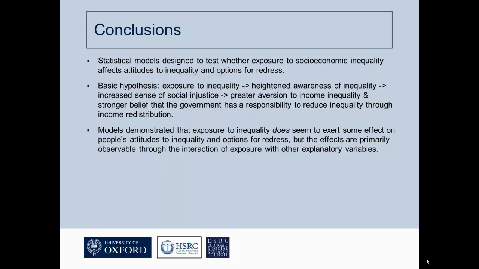Our statistical models demonstrated that exposure to inequality does seem to exert some effect on people's attitudes to inequality and options for redress, but the effects are primarily observable through the interaction of exposure with other explanatory variables. In these statistically significant interactions involving the exposure measure, the other variable in the interaction is always categorical. These interactions can therefore be interpreted as measuring the extent to which exposure differentially acts on categories of the relevant categorical variable.